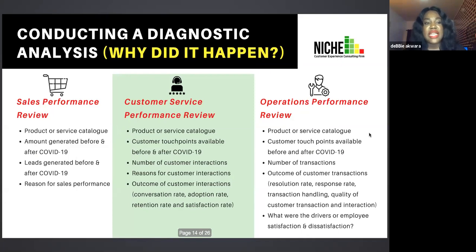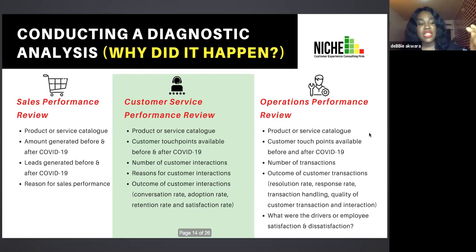Right, so conducting a diagnostic analysis, why is your performance the way it is? That's the question you're trying to answer here. So when you're doing this, you have to break, like I said, you have your sales performance in view, your customer service, and then you have your operations. From a sales perspective, you list out your products or services in like a catalog. So if you have 10 products, you list them out. Now, for each of your products, you need to identify or put down the amount generated before COVID and after COVID, right? Before COVID and after COVID, that's how you work out sales performance review.